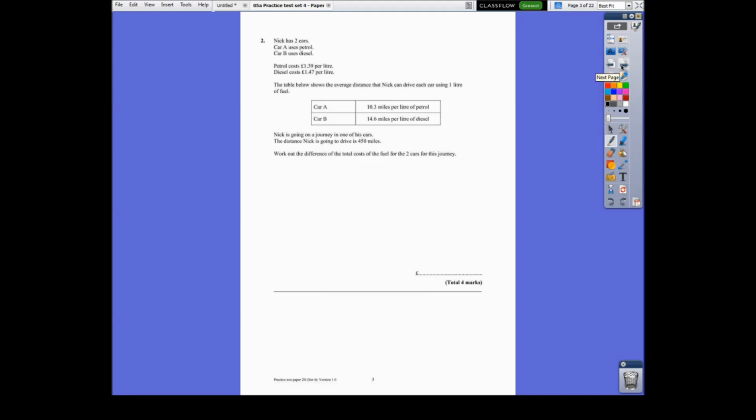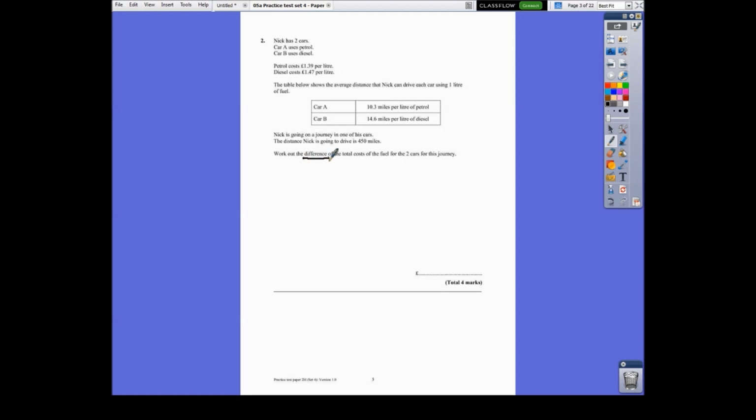Question 2. Nick has 2 cars. Car A uses petrol and car B uses diesel. Petrol costs £1.39 a litre and diesel costs £1.47 a litre. The table below shows the average distance that Nick can drive each car using 1 litre of fuel. Nick is going to do a journey in one of his cars. The distance Nick is going to drive is 450 miles. Work out the difference in the total cost.